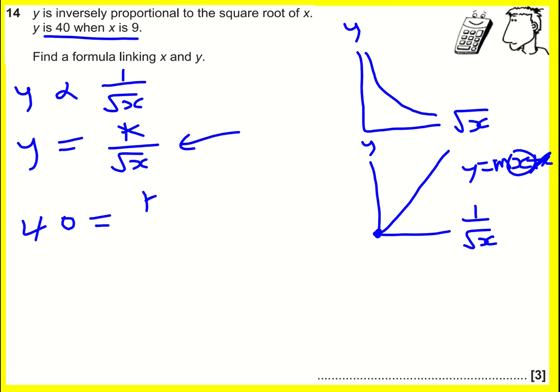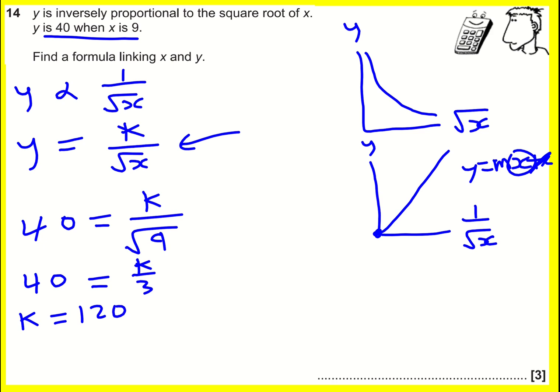So we can write down 40 equals k divided by the square root of 9. That means 40 equals k divided by 3. And so k is going to be 40 times 3, it's 120. We're done. y is going to equal 120 divided by the square root of x.